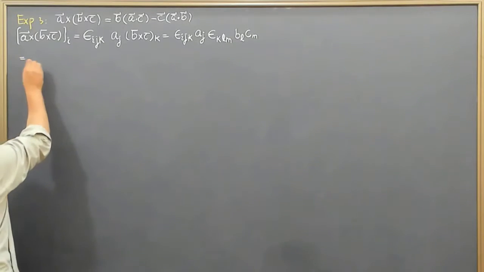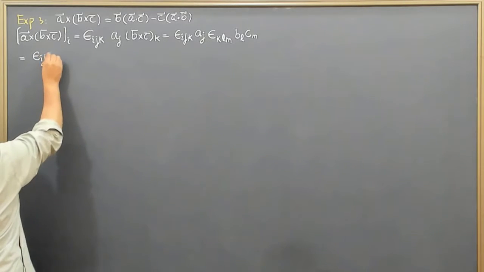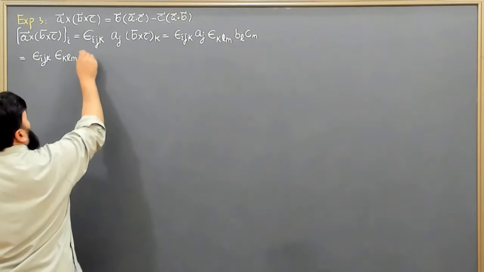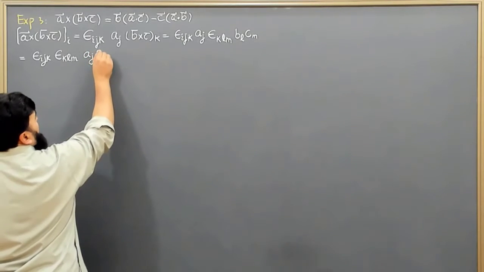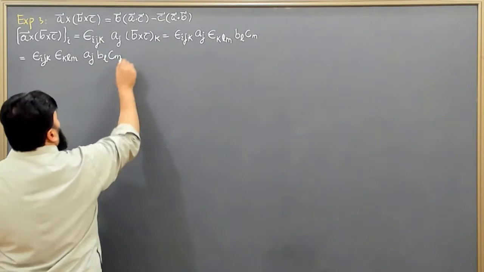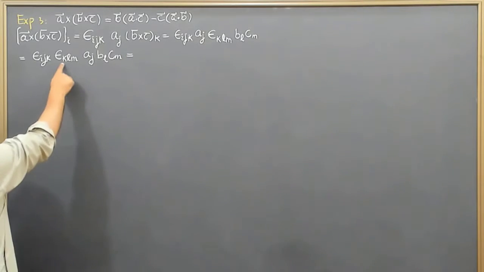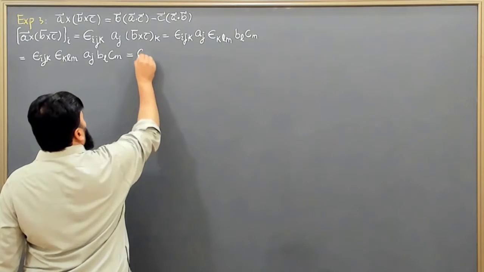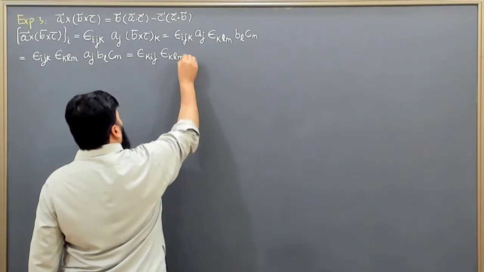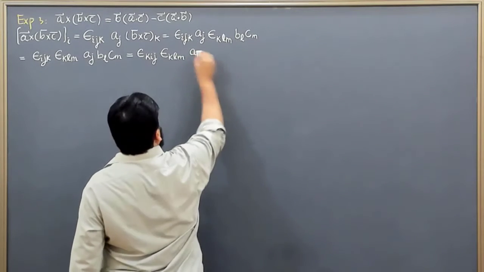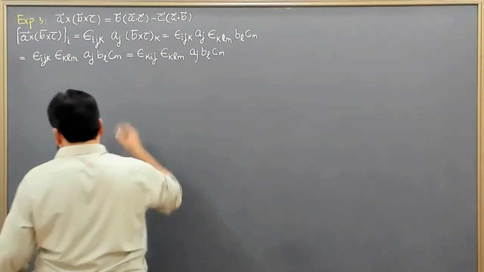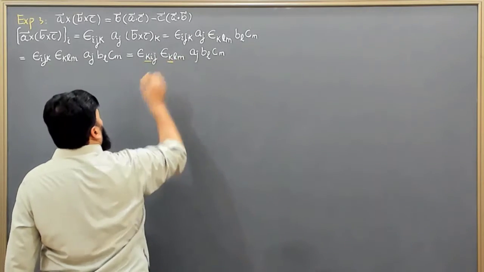So we now have our relation equal to this. Let's write the epsilon terms together: epsilon ijk and epsilon klm, and we have A_j B_l C_m. Now this is klm, and I can write this as kij because it is cyclic: epsilon kij, and then epsilon klm and A_j B_l C_m.